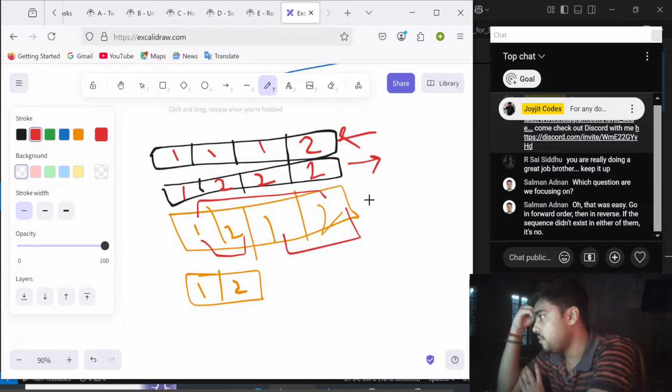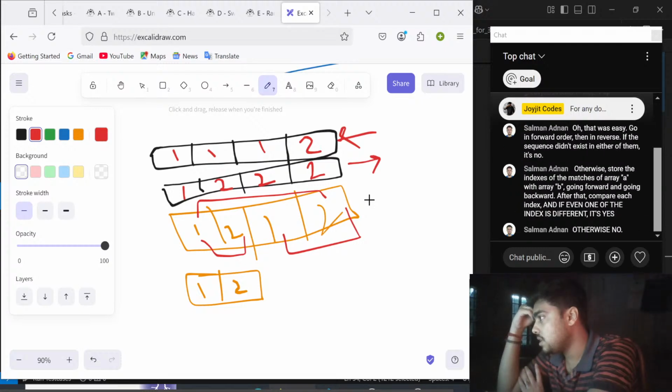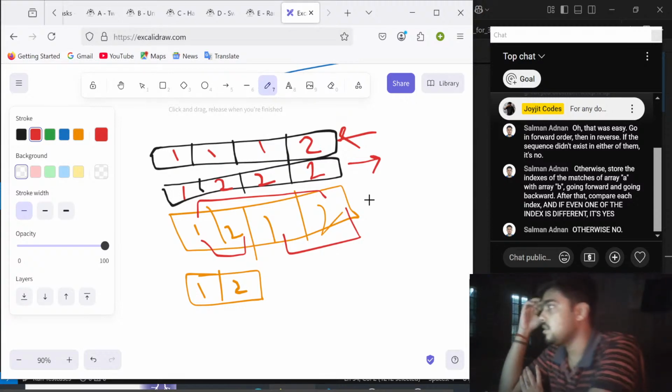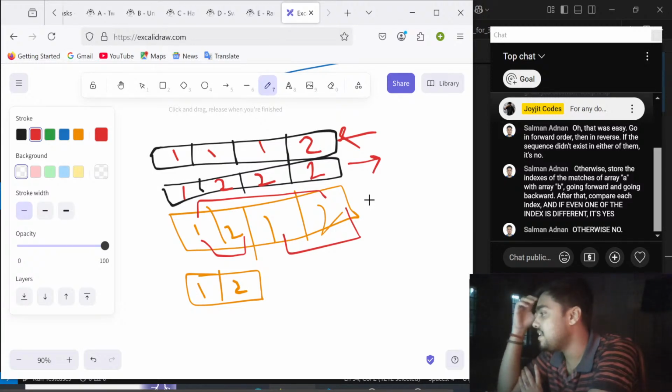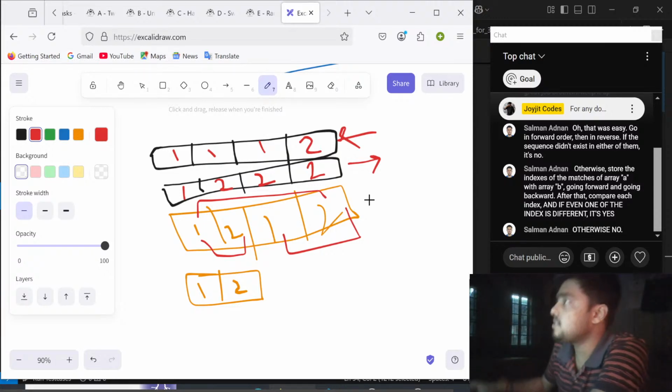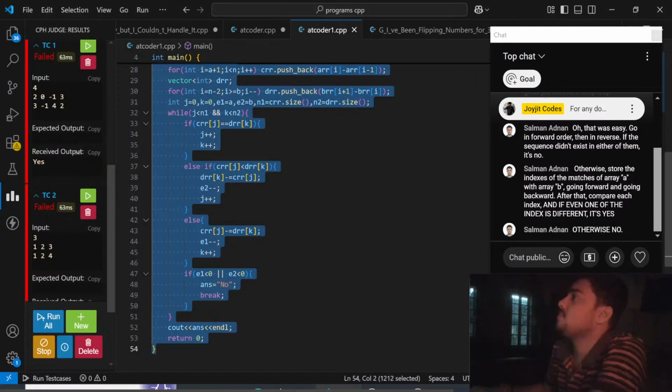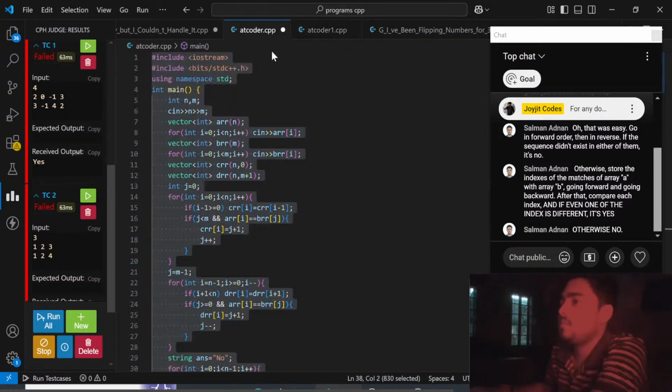Oh, that was easy. Go in forward order, then in reverse. If the sequence doesn't exist in either of them, it's a no. Otherwise store the index of matches going forward and going backward after that. And if even one of the indices is different, it's a yes. Yeah, even if one of the indices is different, it's a yes. I think this is the condition.